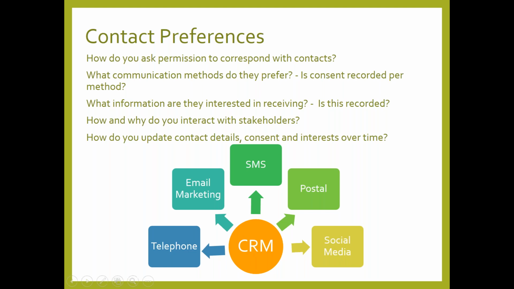As you can see from my diagram at the bottom, you might communicate to your contacts in different ways. So you need to do a mapping of this and ask, how do we approach people or push information out to them? Do we do this by telephone, email marketing, SMS, postal, social media, or any other routes? How do we get their permission to do that? How do we understand what information our customers are interested in receiving?